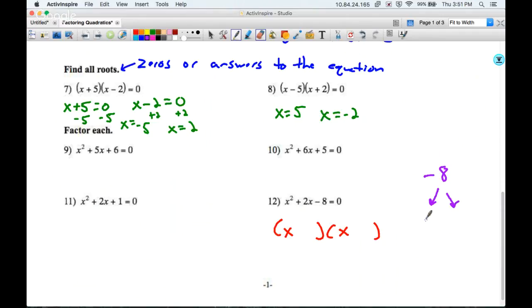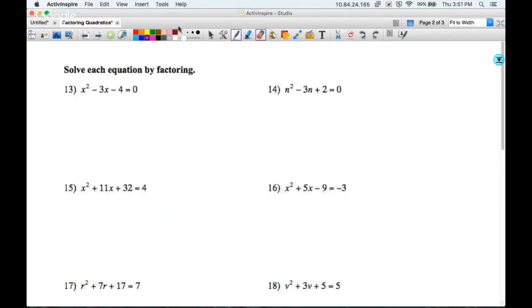Let's see, numbers that multiply to be negative 8. Well, 1 and negative 8, but I add those together and I get 7. That's not quite right. I'm looking for a 2. Maybe a 4 and a negative 2. That one does work if I add them together. So I want to do a plus 4 and a minus 2. We can double check this by FOILing. Yeah, I didn't explain that one super well. Let me try again on another one to explain it even better.